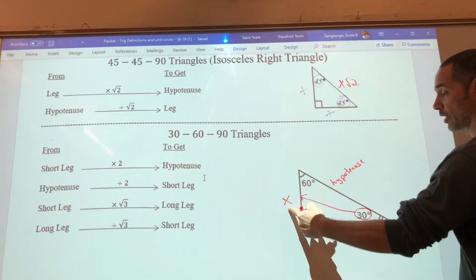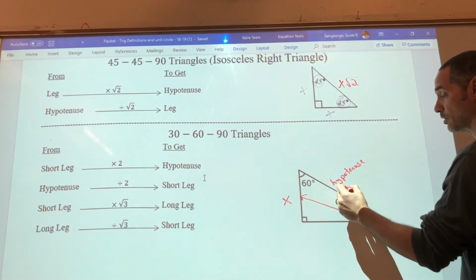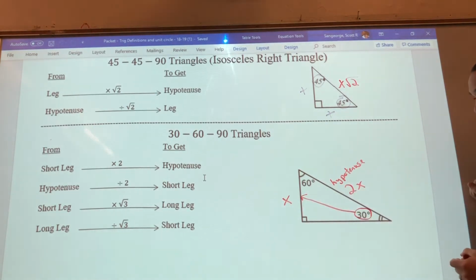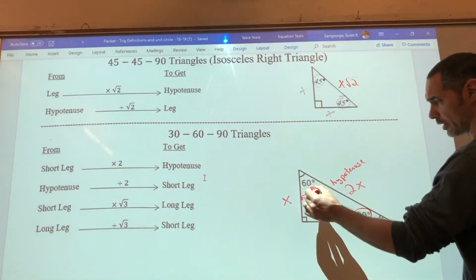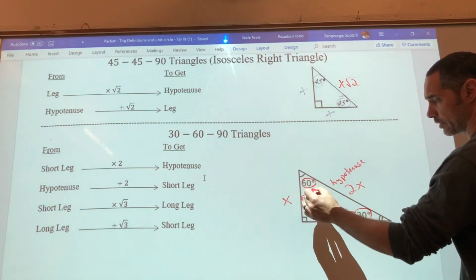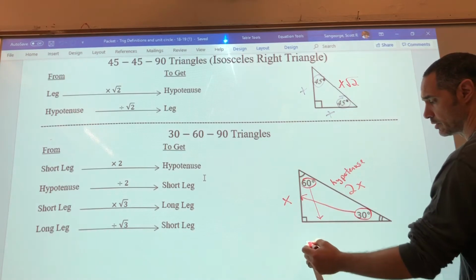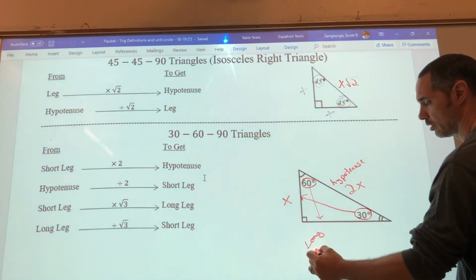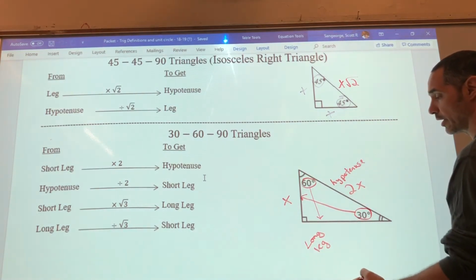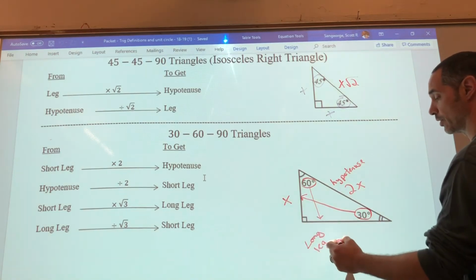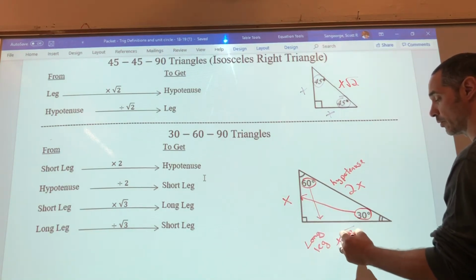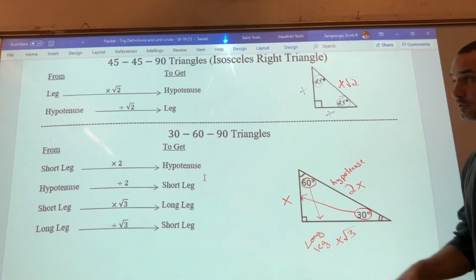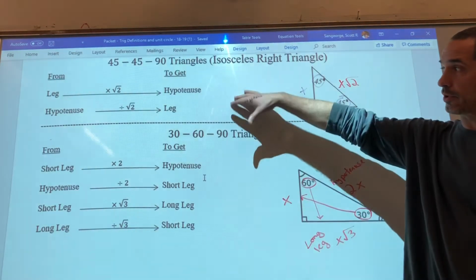And if I know the short leg is x, then the hypotenuse is 2 times as big, so that's going to be 2x. And then we have the long leg, which is across from a 60-degree angle. And this is the long leg. And the long leg is when I take the short leg times the square root of 3. So x times the square root of 3. And so we have all these formulas over here that are true.